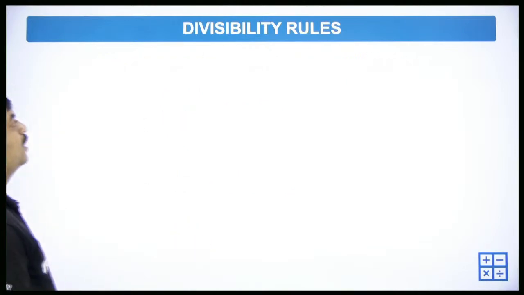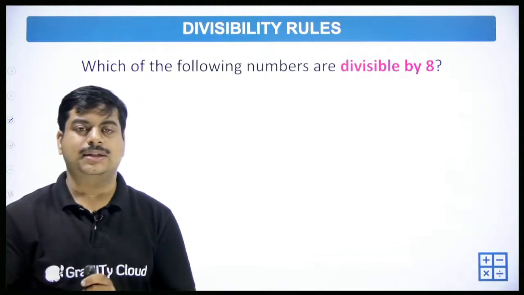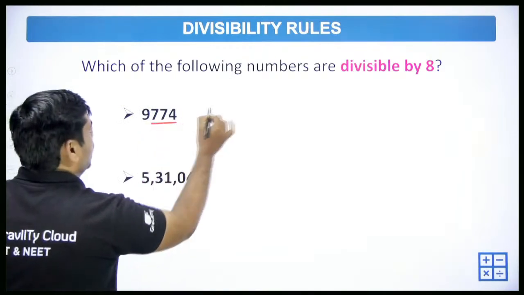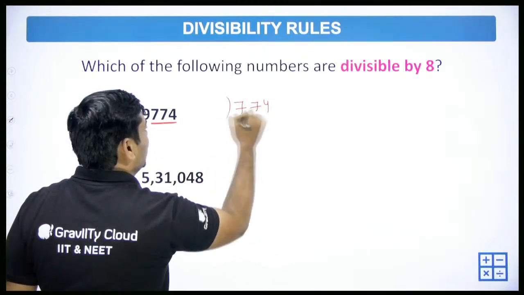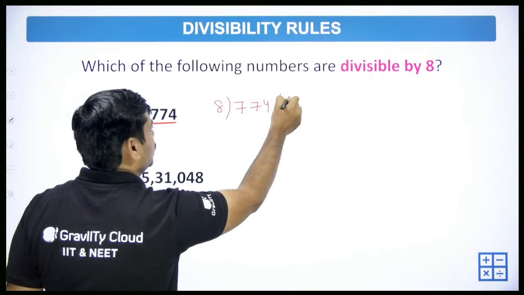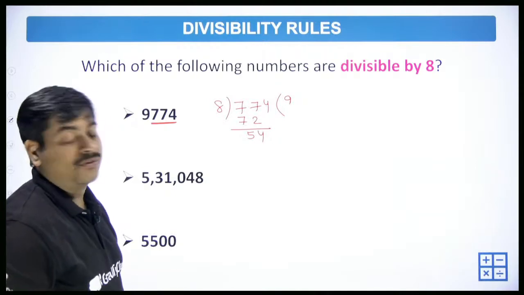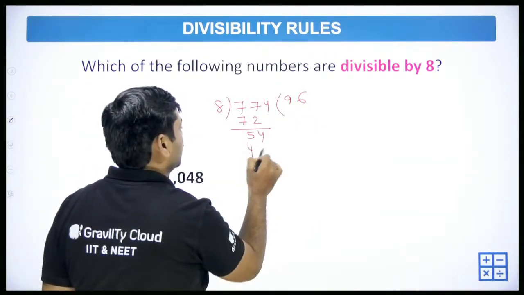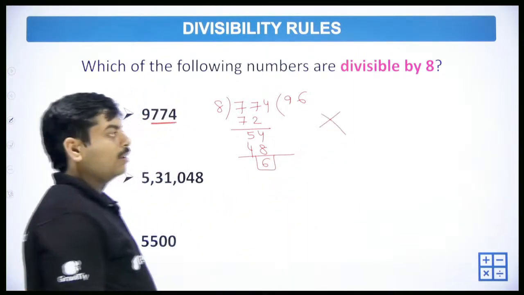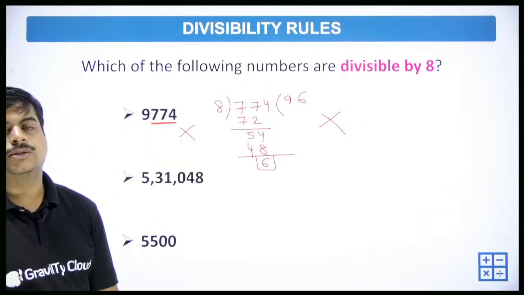Right? So what's the next one we are having here? Which of the following numbers are divisible by 8? We discussed 8: the last 3 digits are very important. 9774. Let us try to divide 774 by 8. 8 9s are 72, so we have 5, 4. 8 7s are 56. 8 6s are 48. We are not getting a 0 as a remainder. So we can say that 9774 is not divisible by 8.